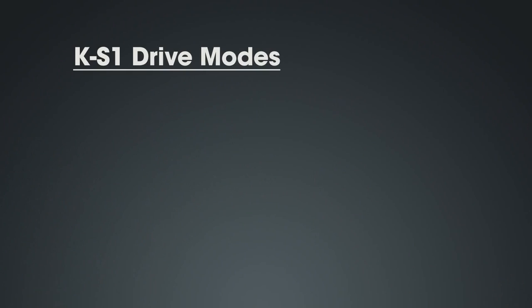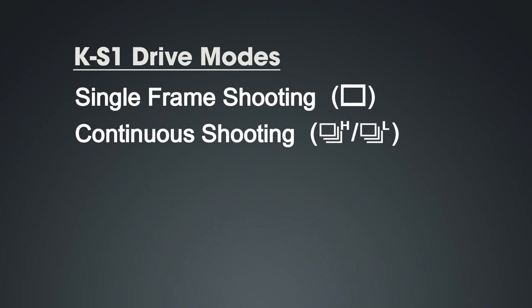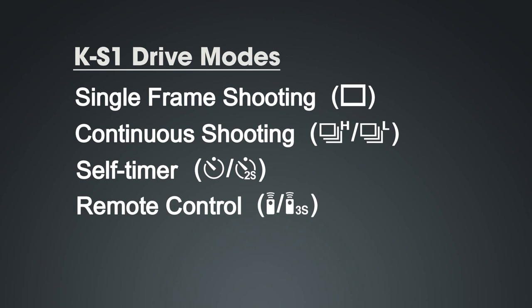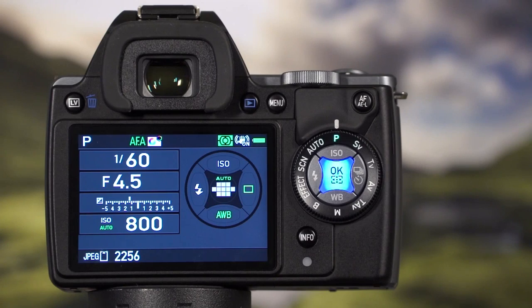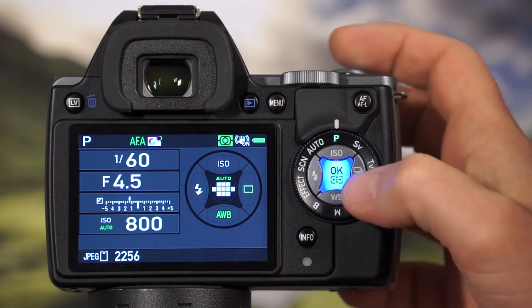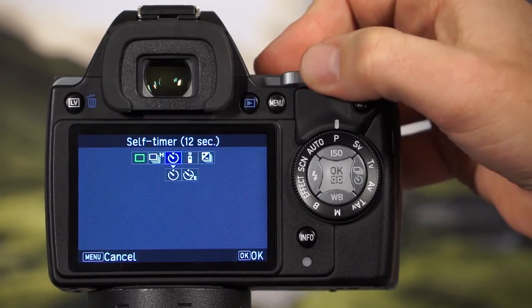Now that we've discussed shooting modes and ISO settings, let's take a minute to talk about the camera's drive modes. The drive modes determine how many times the shutter releases when you press the shutter button. The KS1 has single frame, continuous high and low speed, a 12-second and 2-second self-timer, remote control and delayed remote control, and exposure bracketing. To set the drive mode, simply press the drive mode button and use the E dial and 4-way controller to make your selection.